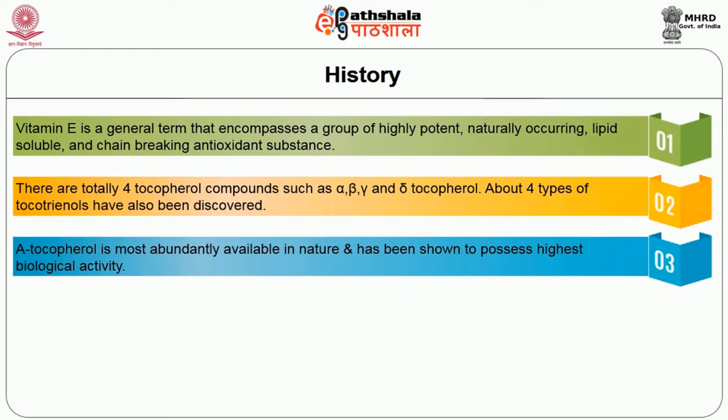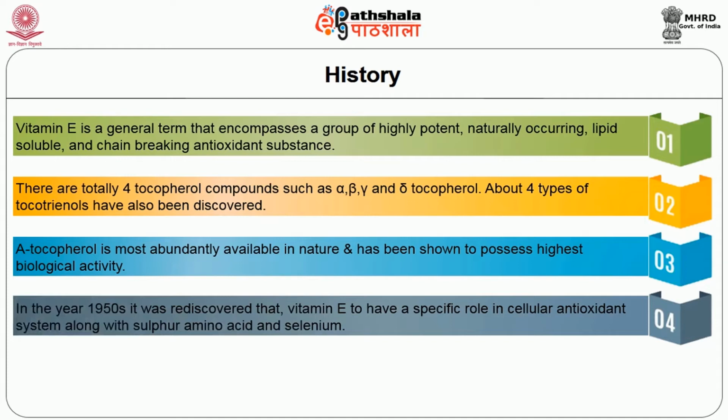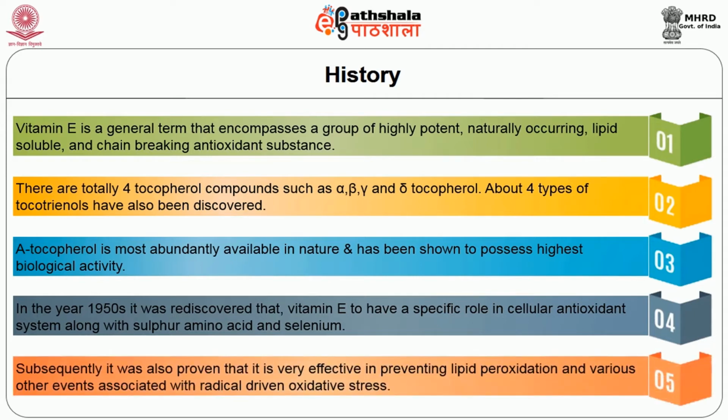Alpha tocopherol is the most abundantly available in nature and has been shown to possess the highest biological activity, and also has a vital role in reversing vitamin E deficiency symptoms among humans. In the 1950s, it was rediscovered that vitamin E has a specific role in the cellular antioxidant system along with sulfur amino acids and selenium.